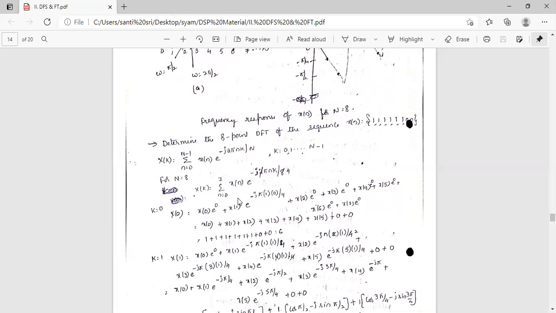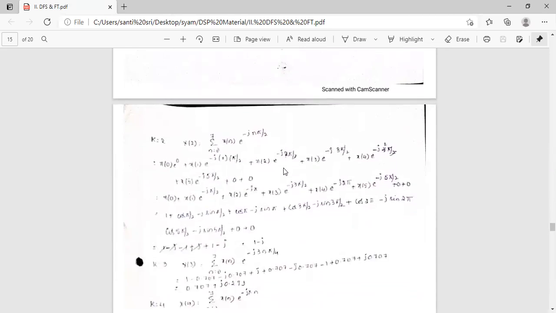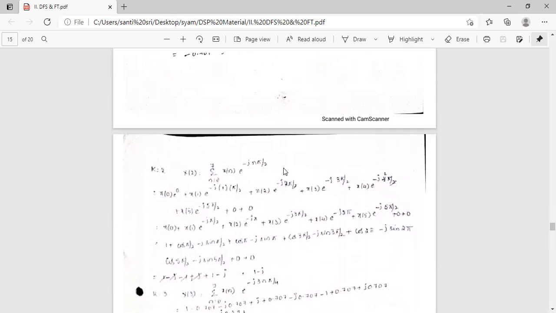So this becomes x of k equal to sigma n equal to 0 to 7 x of n into e power minus j 2 pi n k by 8, which becomes e power minus j pi n k by 4. By substituting the values of k equal to 0 to 7, we will get different values. So we substitute these values.